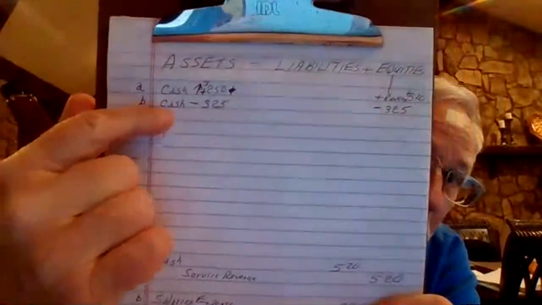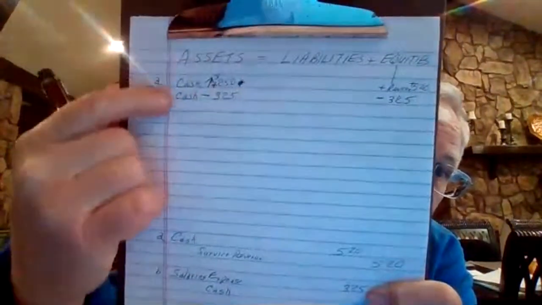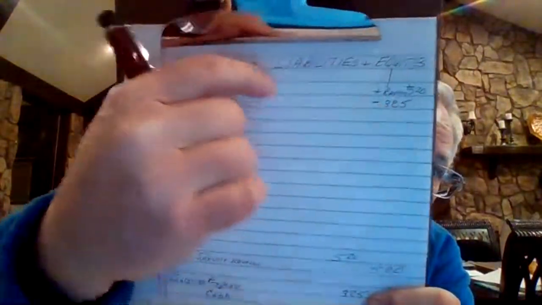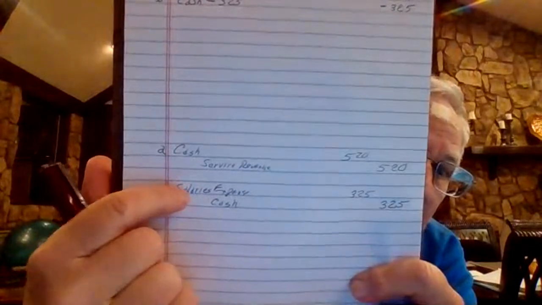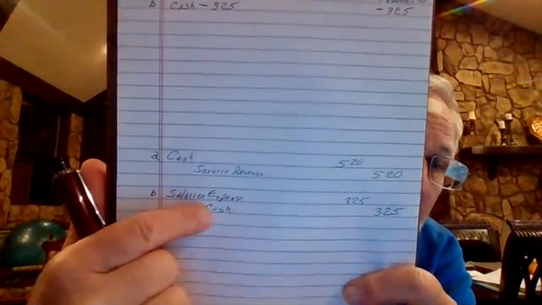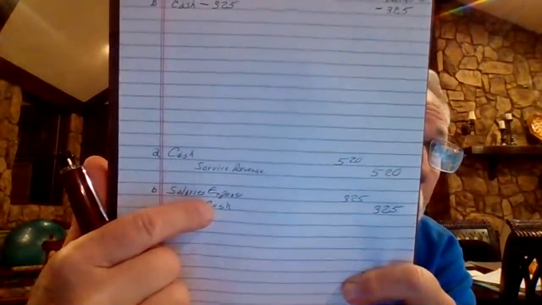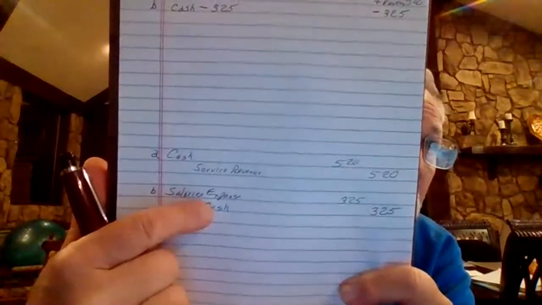Here's what they want you to do. Hey, cash went down, equity went down. Assets got smaller, the company got smaller, liabilities didn't change. This does the same thing. You incurred an expense, the company got smaller because cash went out in the form of a paycheck to employees.